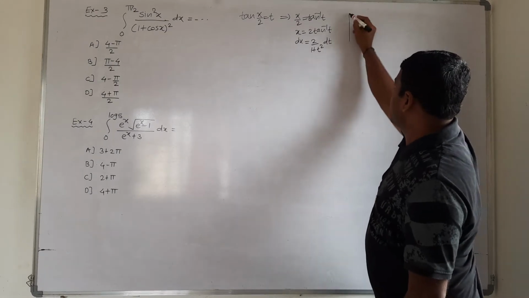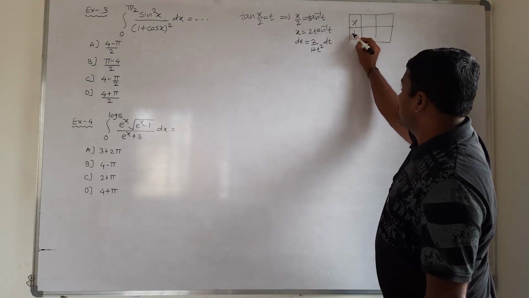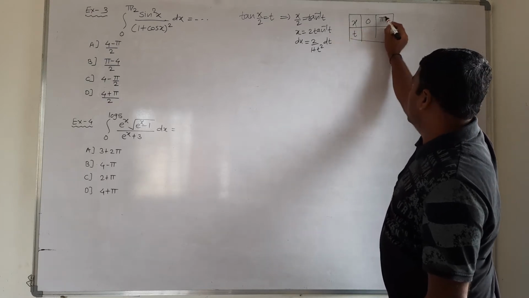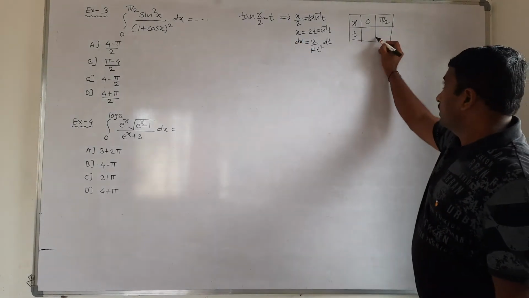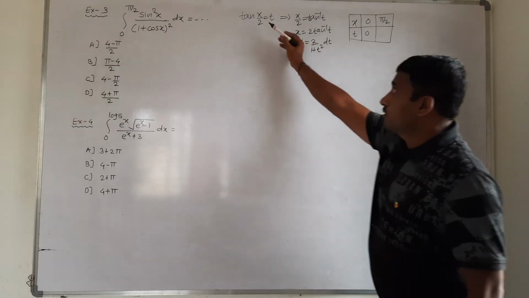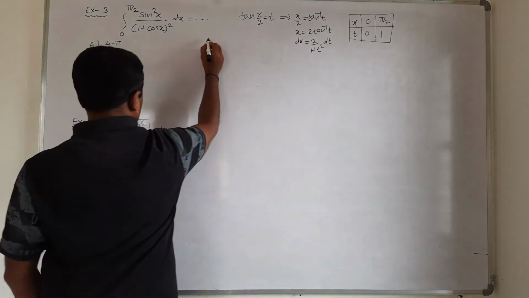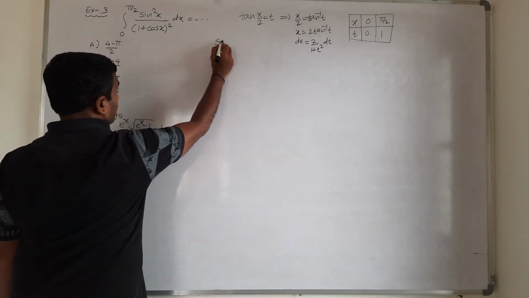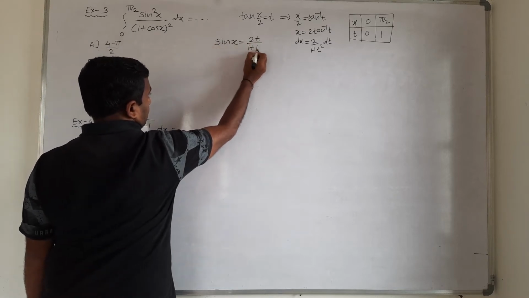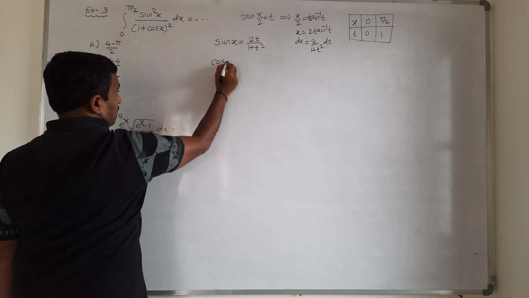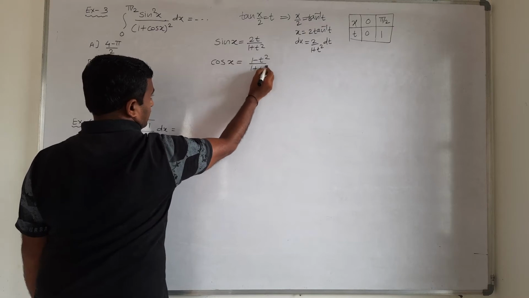Check the limits. For x from 0 to pi by 2: x equal to 0 gives t equal to 0; x equal to pi by 2 gives pi by 4, tan of pi by 4 is 1, so t goes from 0 to 1. And sin x and cos x are: sin x is equal to 2t upon 1 plus t square, and cos x is equal to 1 minus t square upon 1 plus t square. These are the two formulas.